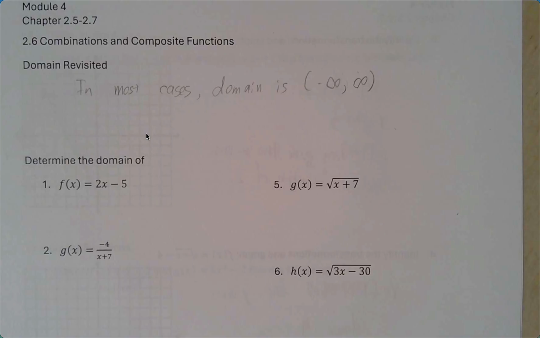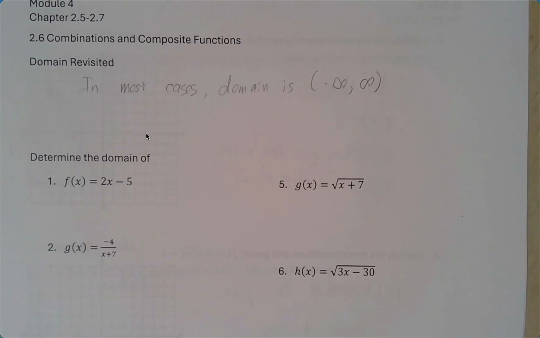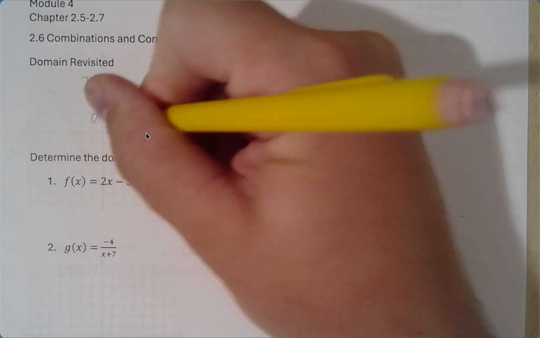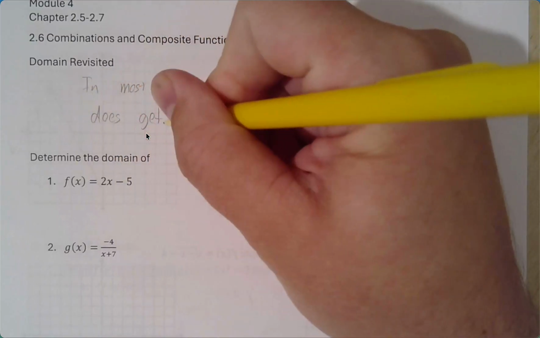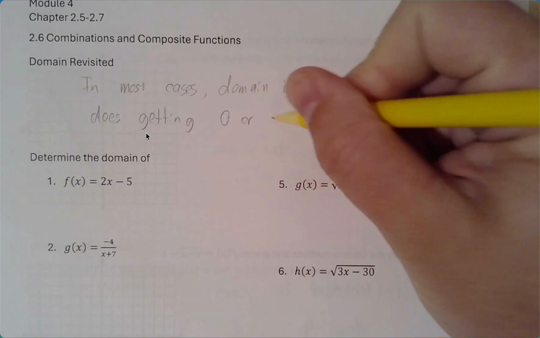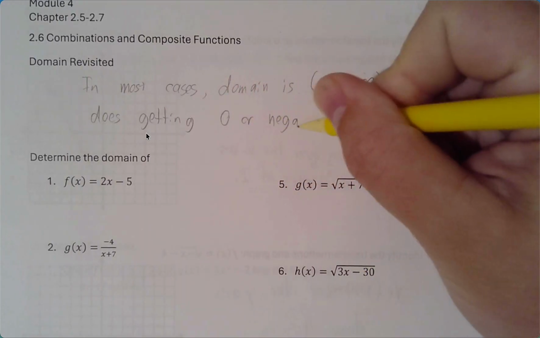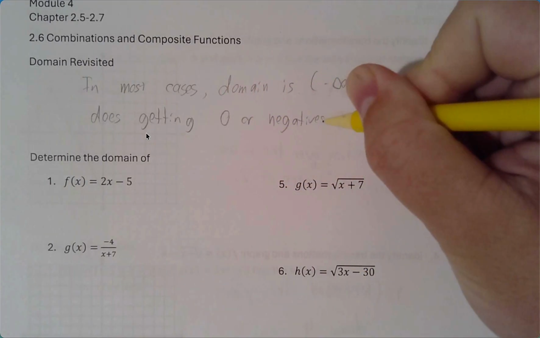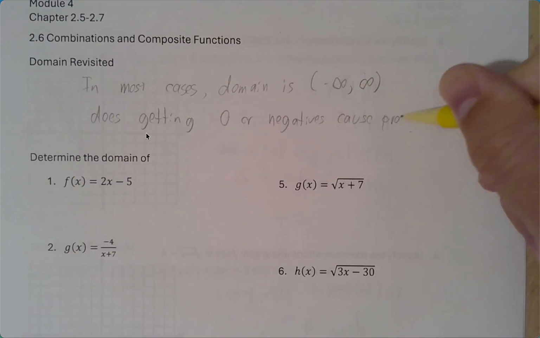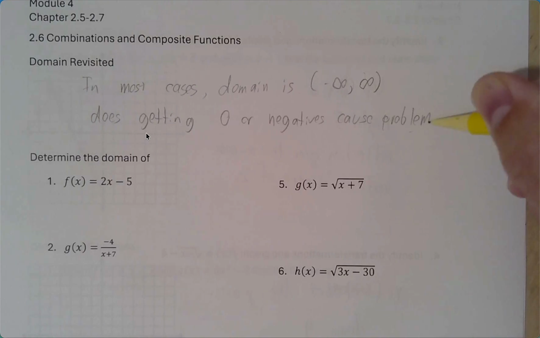But there are some interesting issues, and then we'll just say it like this. We'll say, does getting 0 or negatives cause problems?